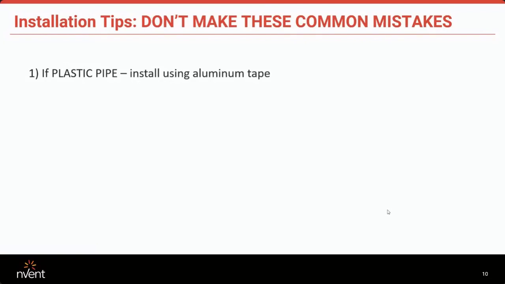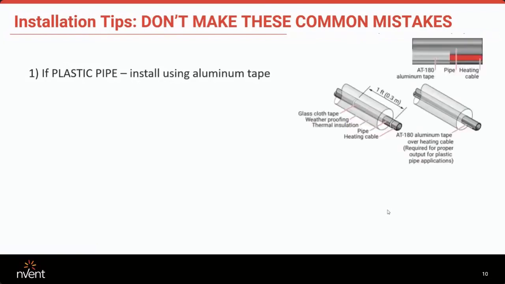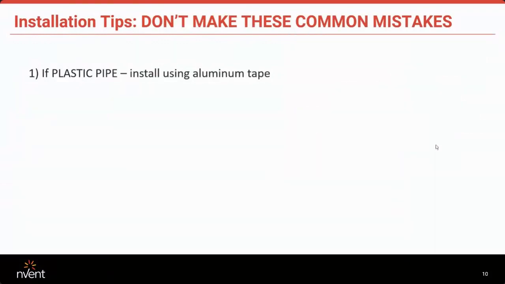So the first thing is, if you have a metal pipe, we install the glass tape around the diameter of the pipe. When we have a plastic pipe, however, we actually use the aluminum tape to help with the heat dispersion of the heat trace cable, and so it needs to be installed over the top and in parallel over the heating cable. So much different method, and if you don't apply it with the aluminum tape, you cannot allow for as much heat to get into that plastic pipe, and it could cause that pipe to freeze.